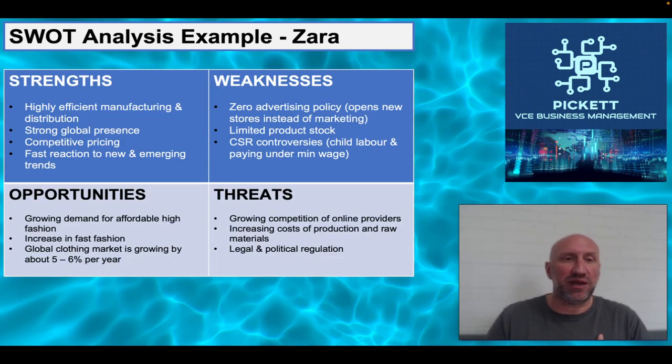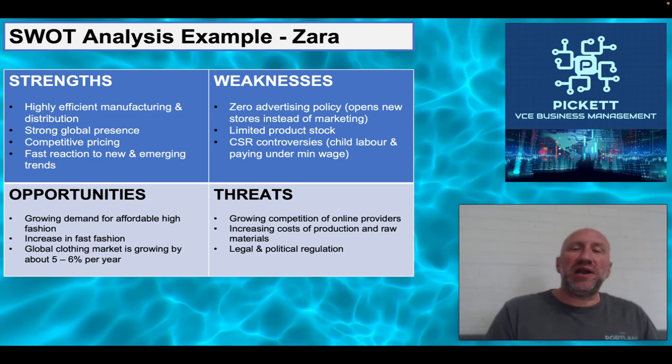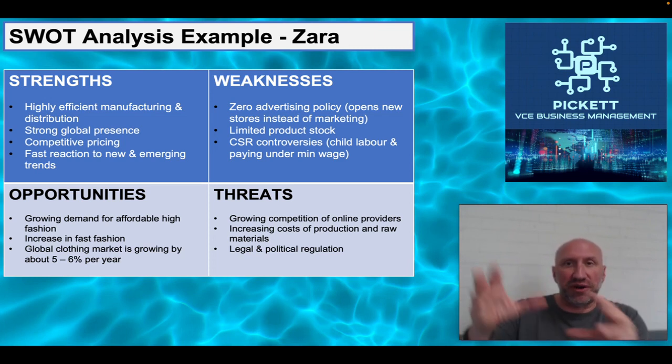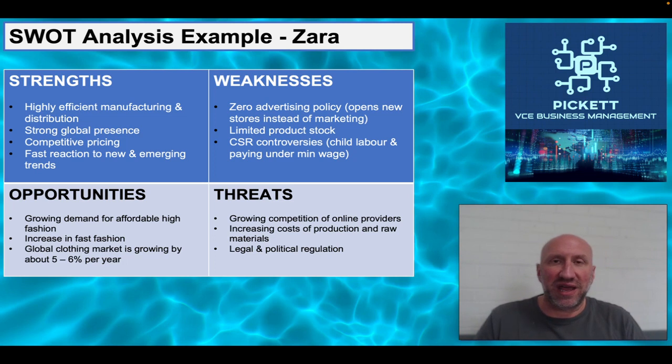that makes them unique. So looking at their SWOT analysis, strengths, highly efficient manufacturing and distribution. I mean, obviously, to be able to get to that 7 days, from design to being in stores, obviously they have hugely efficient manufacturing and distribution processes going on to be able to do that. Strong global presence as a strength, competitive pricing, they're kind of fast fashion, sort of relatively low prices for what you get, I guess. And this fast reaction to new and emerging trends, which we just talked about.